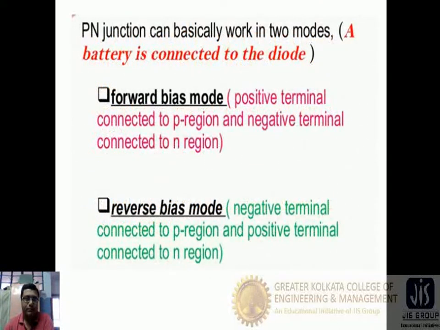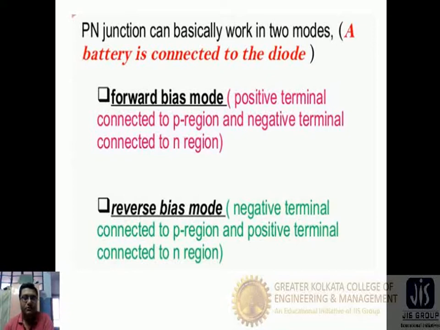First comes the PN junction biasing. So what is biasing? A battery is connected to a diode. This is the most important thing. We have to apply voltage to a diode. A diode is a two-terminal device. One is the P side, another is the N side.